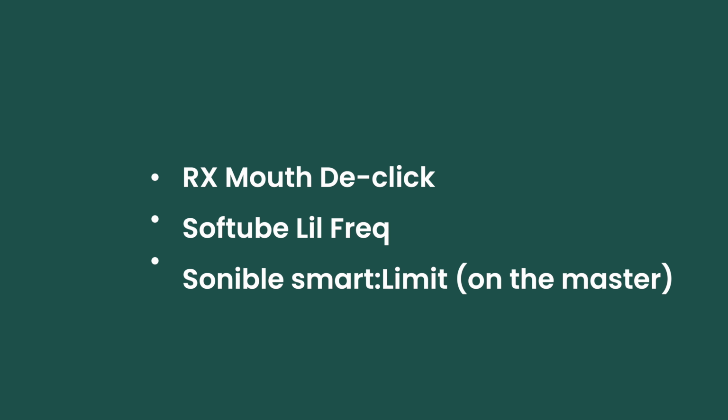Looking at my chain, I am left wondering why I'm using so much processing when I just spent a couple of months and almost $1,000 upgrading my recording chain. This goes to show we all start to second guess ourselves when we get feedback, and I'm no different. My chain now consists of Mouth Declick and Lil Freak, plus Smart Limit on the master. I spent a little more time dialing in the de-esser on Lil Freak and found the right frequency, though I swear I had already made this adjustment.